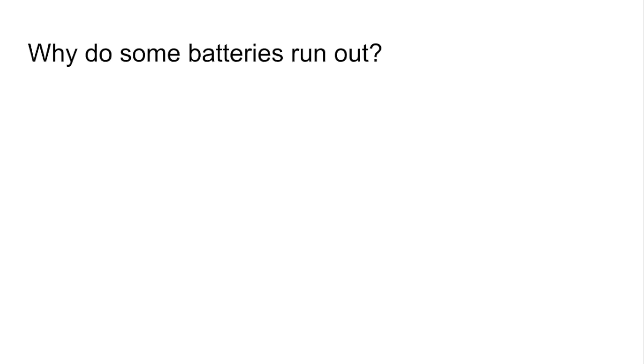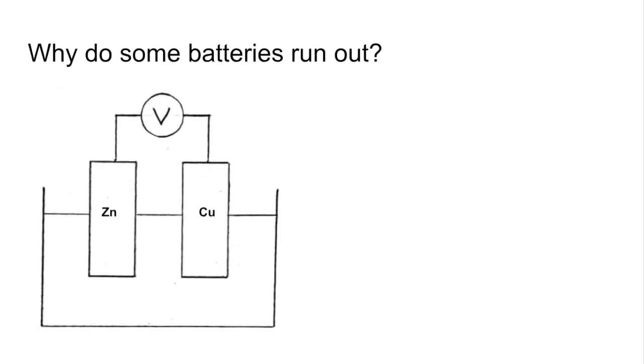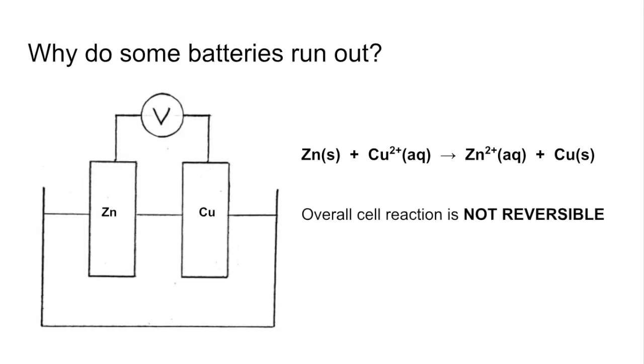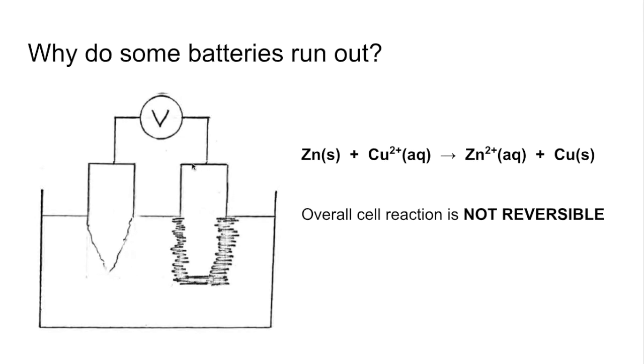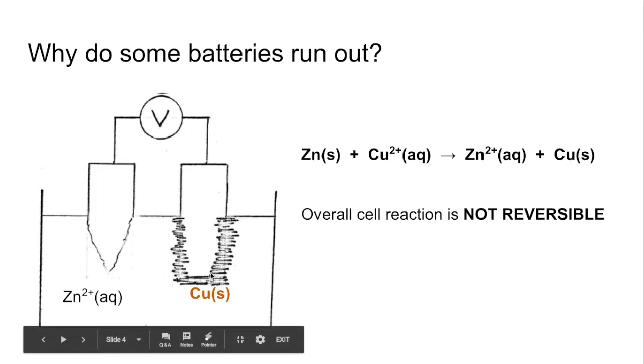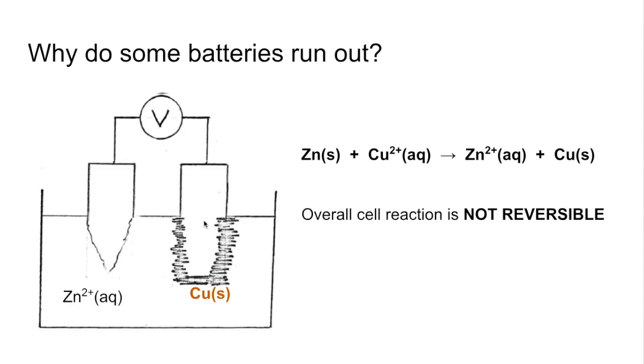So why do some batteries run out? Well, if we think about this cell, it would actually run out eventually, and it's because the overall cell reaction is not reversible. So ultimately, that zinc electrode is going to disintegrate because the zinc atoms in the metal electrode are turning into zinc 2+ ions, and the copper ions are turning into copper atoms. So you'd actually see this electrode growing in size because copper's being deposited on the side of it.